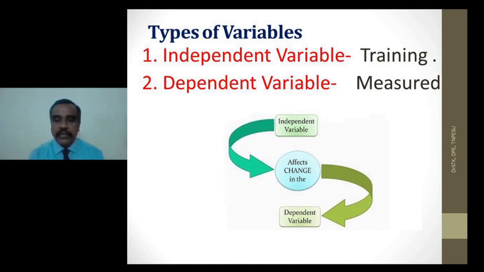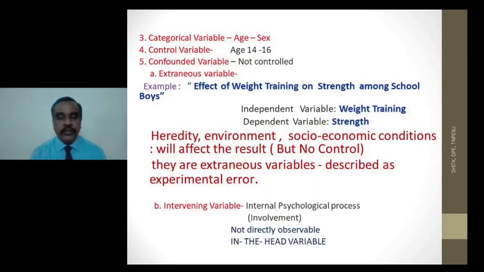Dependent variables are the variables which are measured through standardized testing procedure where changes are expected by the researcher. I repeat, the variables which are measured through standardized testing procedure and where the researcher expects some changes due to the independent variables. Categorical variables. The age, the sex of the subjects are considered as categorical variables.